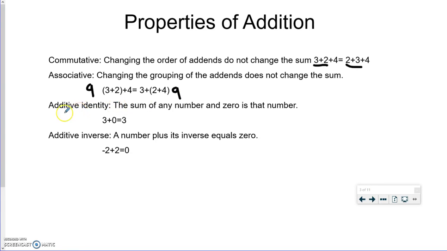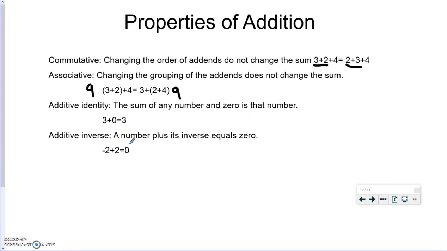Now let's look at the additive identity. This states that the sum of any number and 0 is that number. For instance, 3 plus 0 is 3. So it's just saying that if I add 0 to any number, then I'm going to get that number.